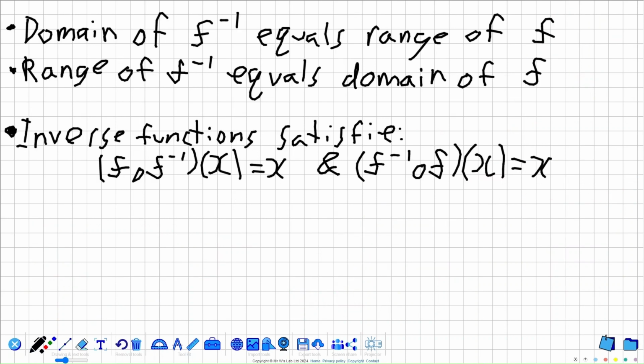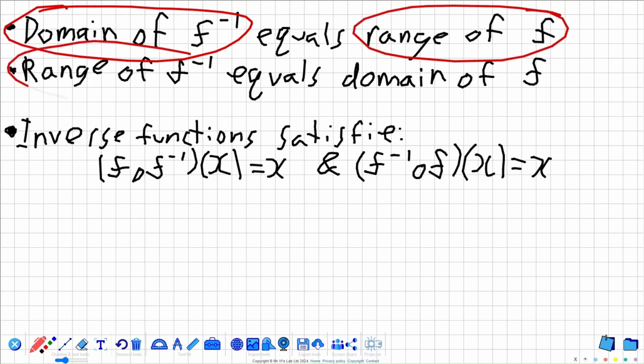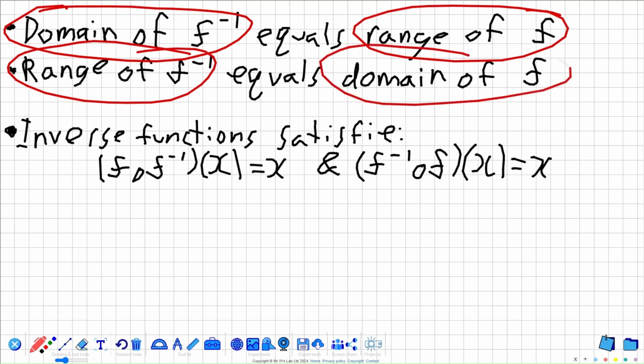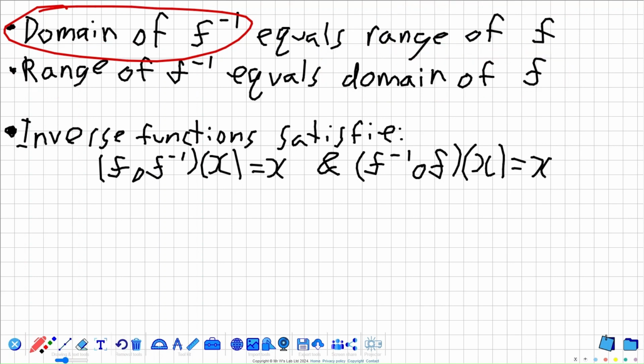And just a few other things to keep in mind is that the domain of f inverse is equal to the range of f, and the range of f inverse is equal to the domain of f, and the inverse function satisfies f of f inverse x equals x and f inverse of f of x equals x.